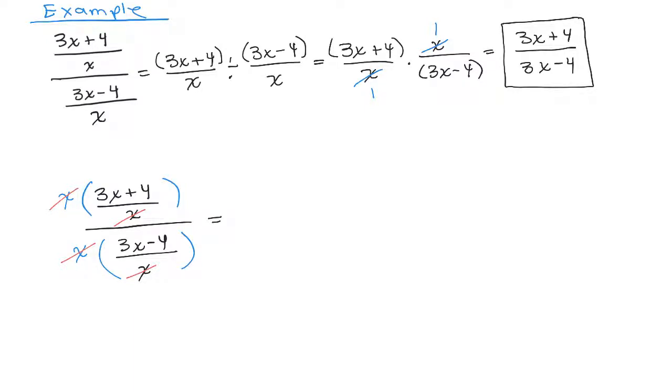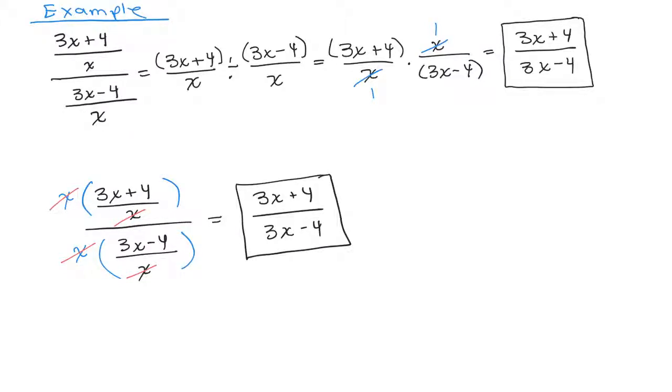So what I have left in the numerator is simply the 3x plus 4 and the 3x minus 4. So I guess in a way this was faster the way I did it, instead of showing the whole distributive property, etc. Right? So there's that example.